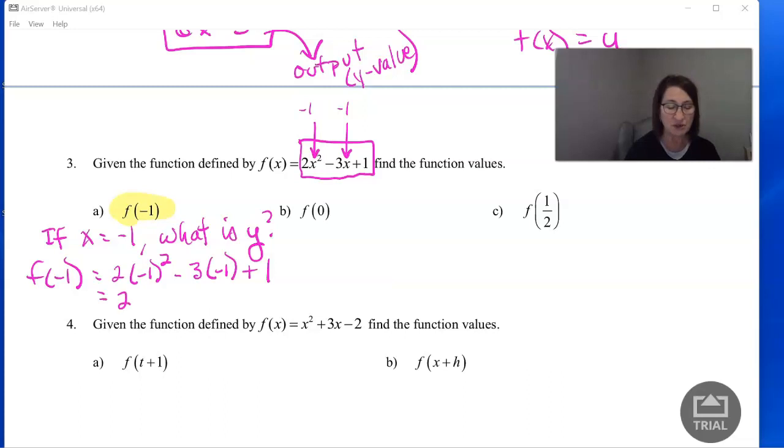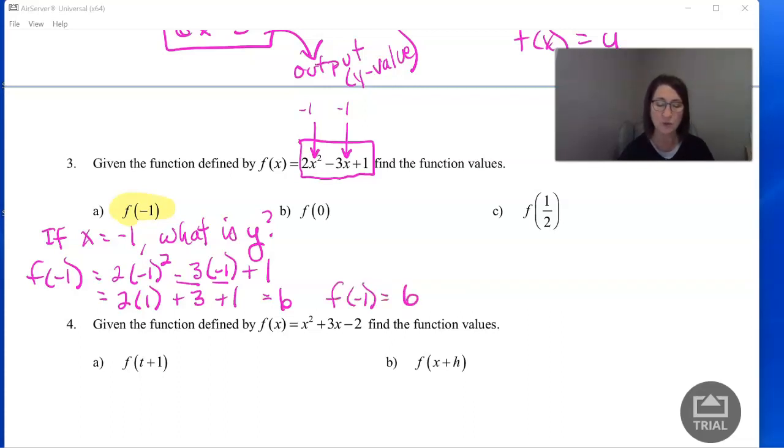So this is going to be 2 times 1 because -1 squared is 1. And then plus 3 because a negative times a negative is positive, plus 1. So that just becomes 6. So we would say that f of -1 is equal to 6. So when x is -1, y is 6. Now, that should feel a lot like an ordered pair to you. We know our x value of -1 and the corresponding y value is 6.